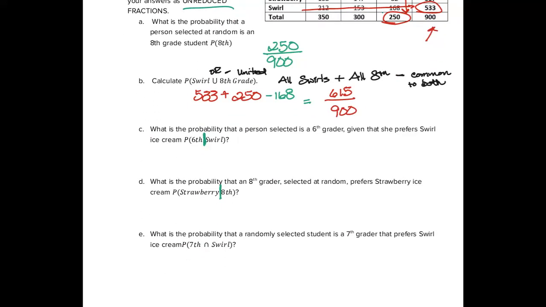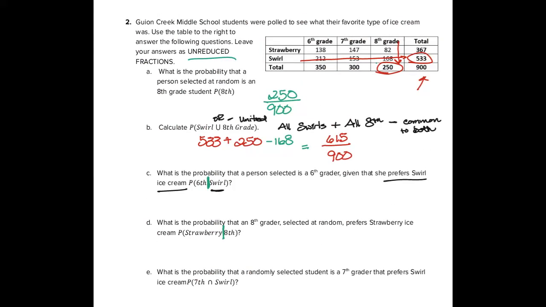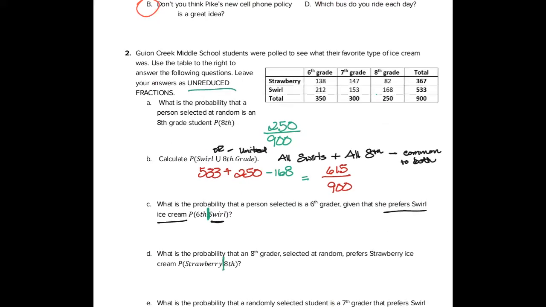Now, letter C, very important. What's the probability that a person selected is a 6th grader given that she prefers swirl ice cream? So anything past that vertical line becomes your new denominator. So let me erase this and find all swirl people. All swirl people. Anybody want to tell me what it is?